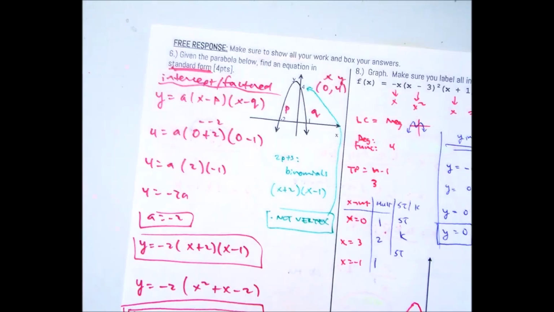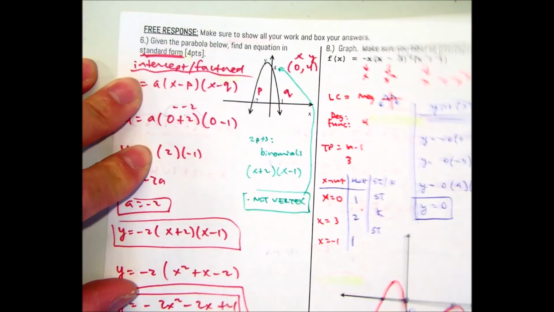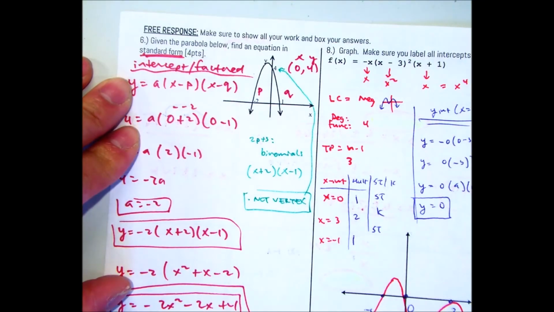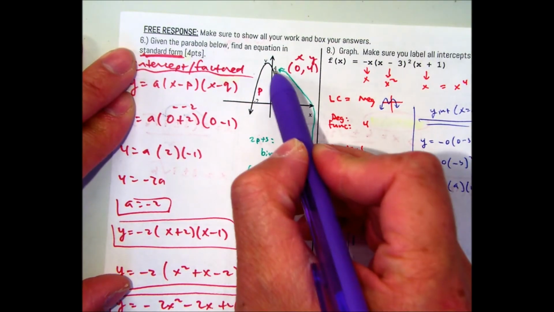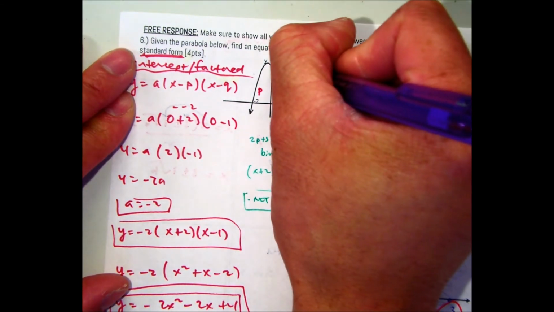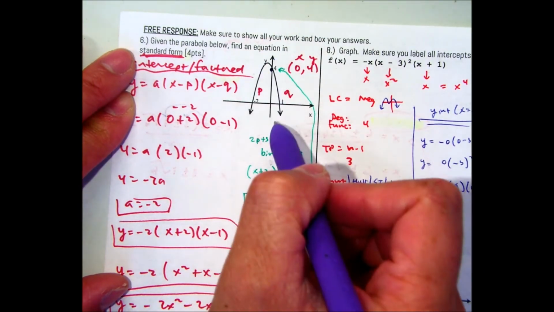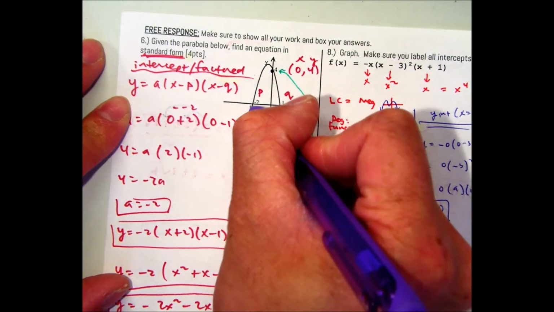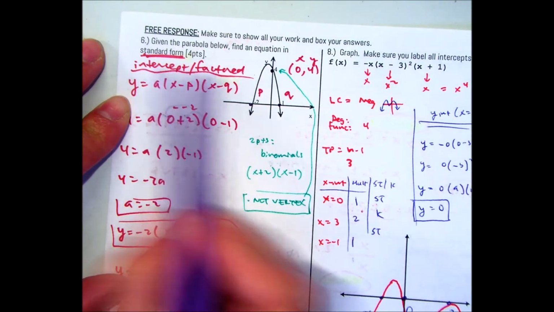Question number 6. Make sure to show all your work and box your answers. Number 6, given the problem below, find an equation in standard form. Probably the number one mistake for students is to think that 4 was the vertex. If this is 4, that means it can't be the highest point. So I recognize that the information they've given me is these points are called x-intercepts. So I have to use intercept or factored form.